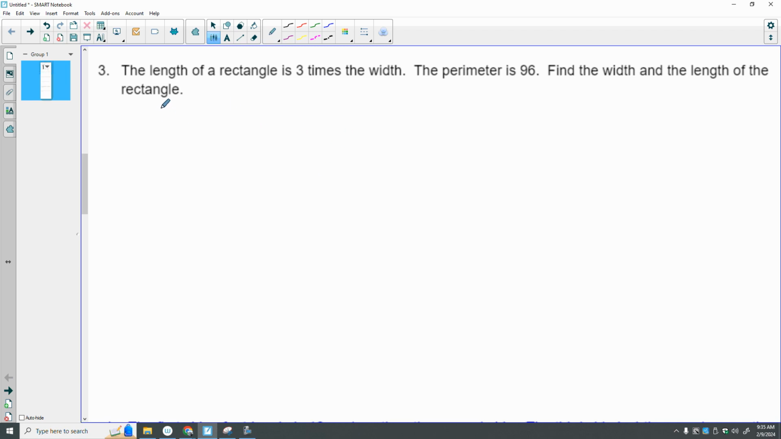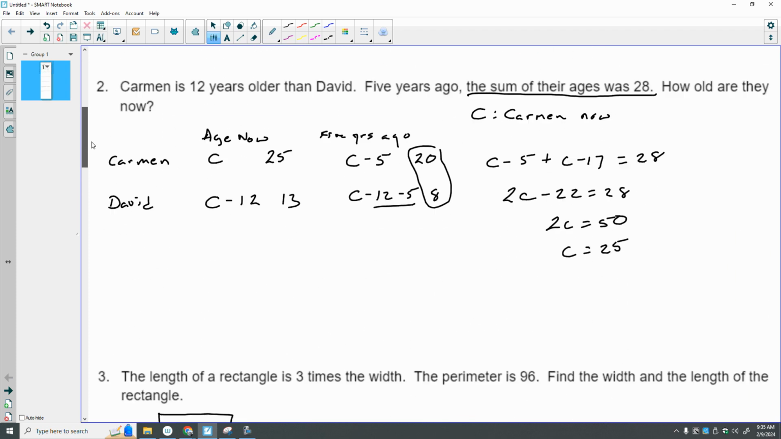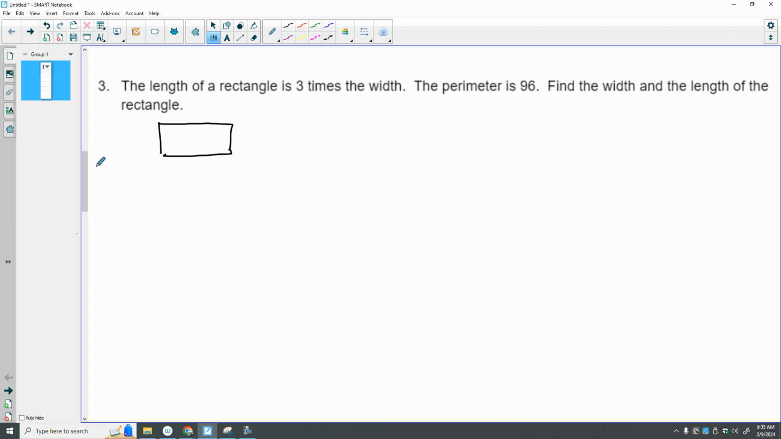Okay. If it's possible, I would draw a picture. And in this case, it is possible. Pictures really help me organize my data. And if I can't draw a picture, I'm going to draw a box or I'm going to draw a table or something to help me organize my data. So what's my data? The length of a rectangle is 3 times the width. The length of the rectangle.